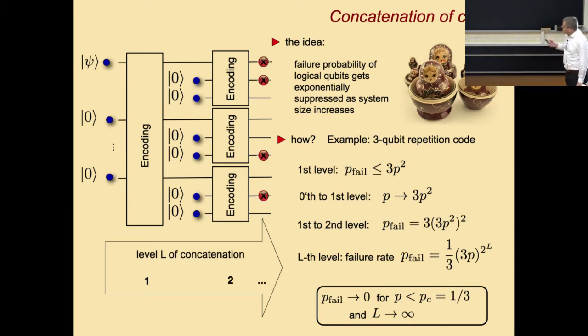All right, so to make this a little bit more concrete, imagine that we have done these 2 layers of concatenation. We have these 4 errors happening, 4 bit flips on our register of 9 qubits. What would you say? Is that an error that would be correctable or not?